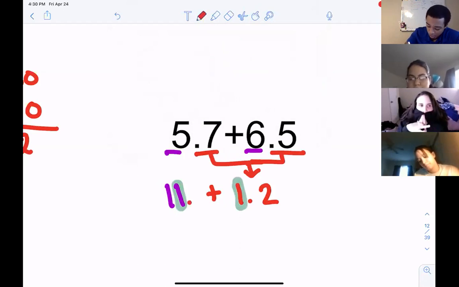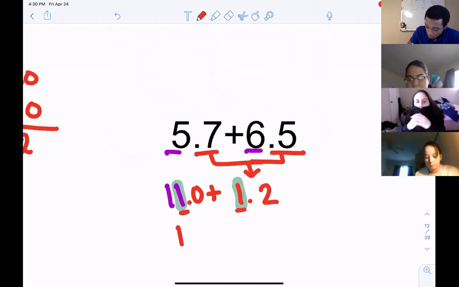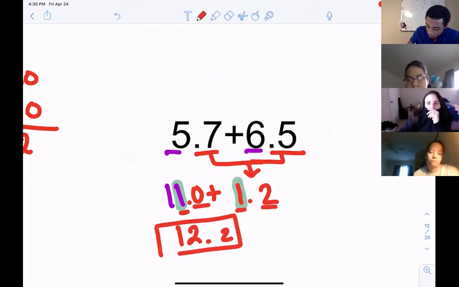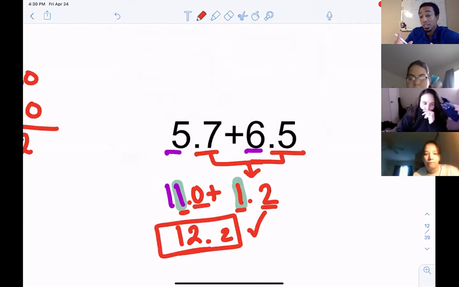Because remember, this is like saying 11.0. So nothing's challenging the 1 right here for the 11. So it's 1. 1 plus 1 is 2. 0 plus 2 is 2. Put the decimal place there, and you're good. But the idea is, again, while we're learning this, we're going to take it slow.